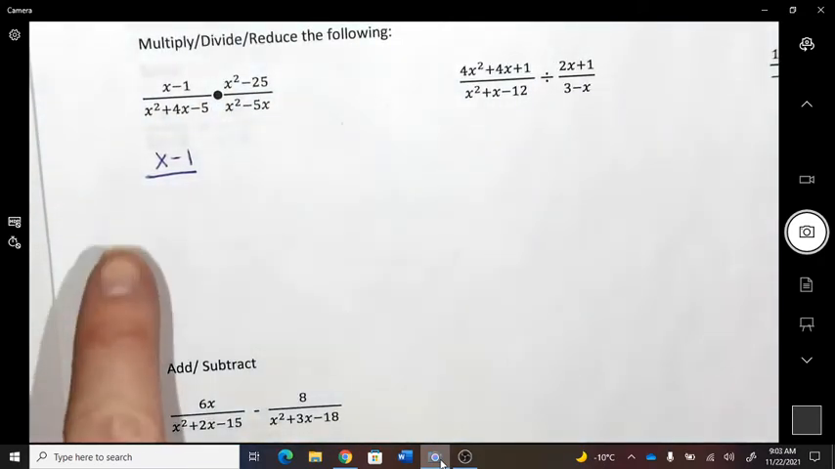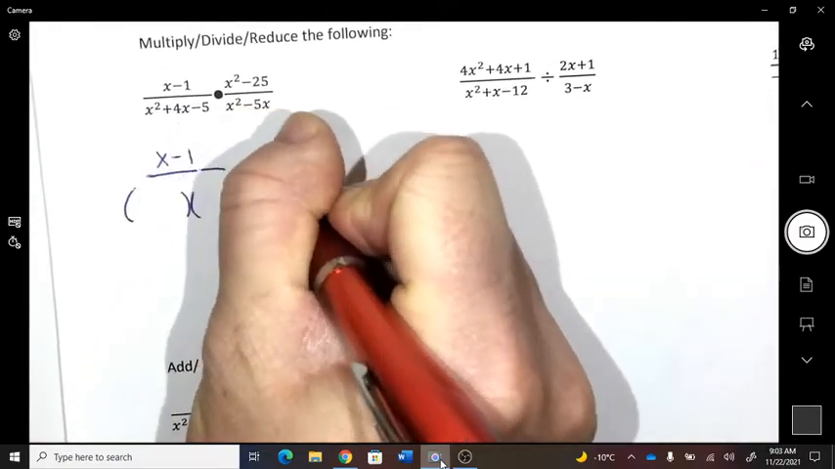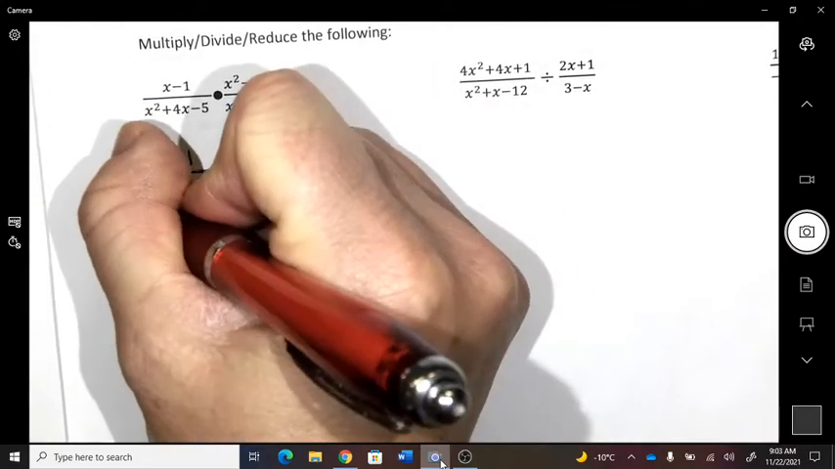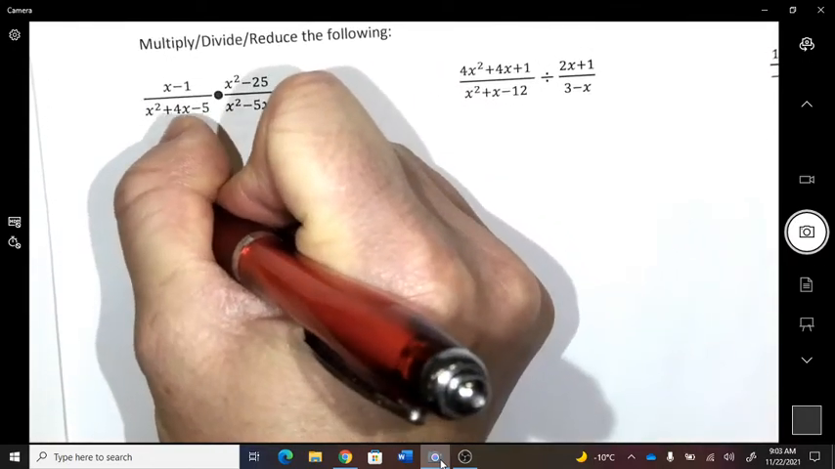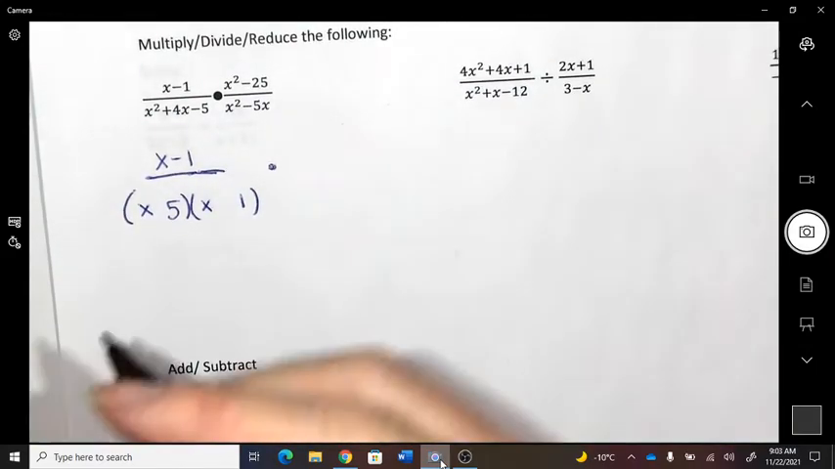Can you factor the bottom, please? It's a simple trinomial, right? So factor out the bottom. Okay, so x, a 5 and a 1. You need a +4 on it.